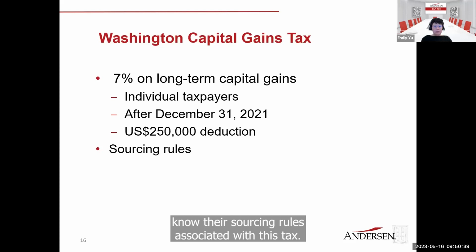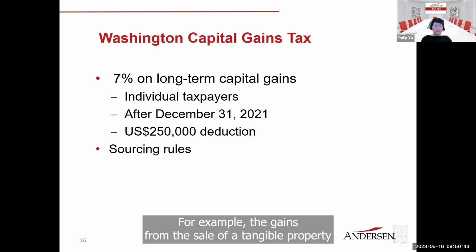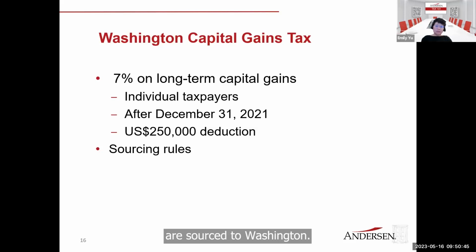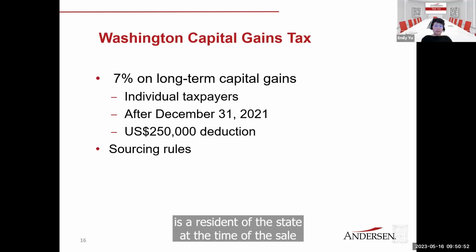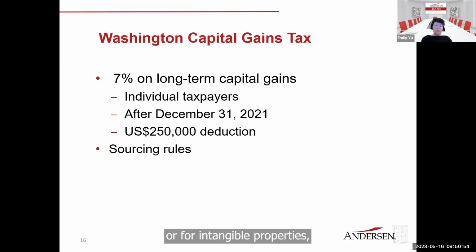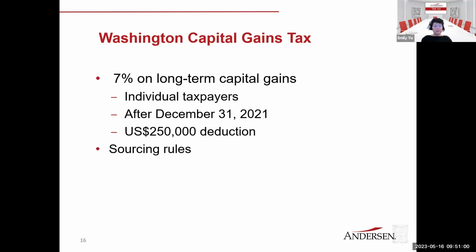Now, there are sourcing rules associated with this tax. For example, the gains from the sale of tangible property are sourced to Washington if it is located in Washington, or if the taxpayer is a resident of the state at the time of the sale, or for intangible property, if the person is domiciled in Washington at that time.